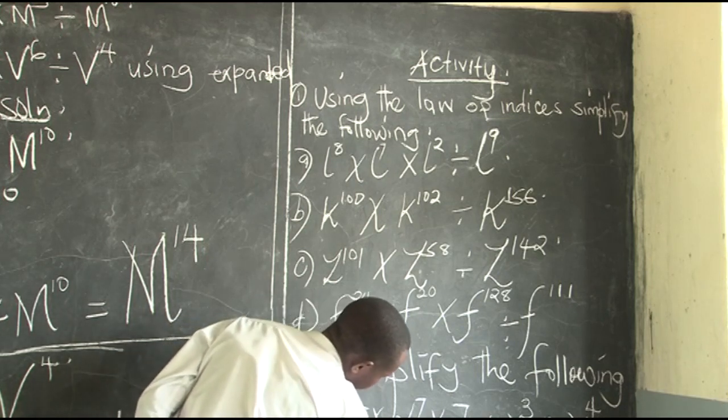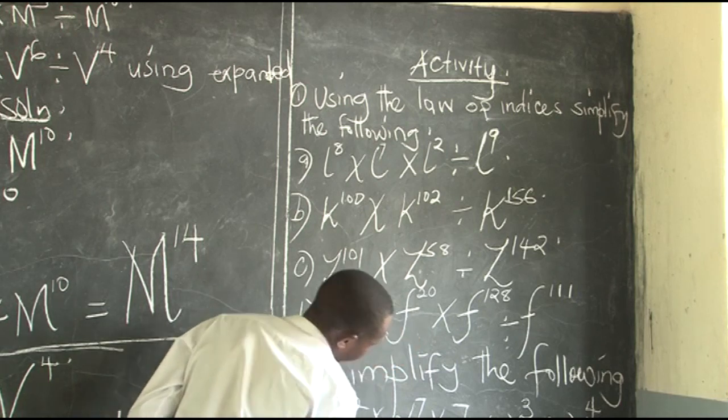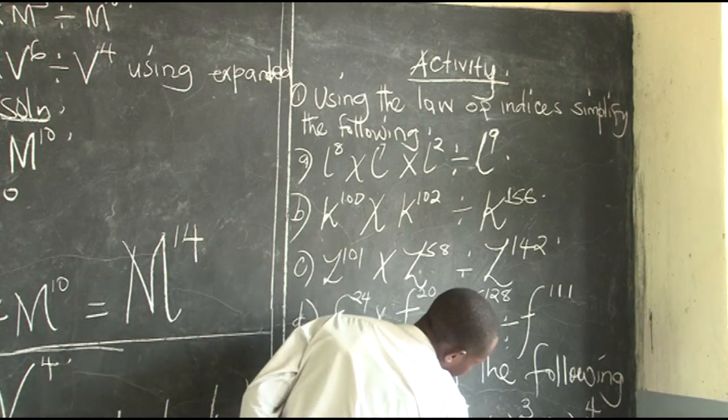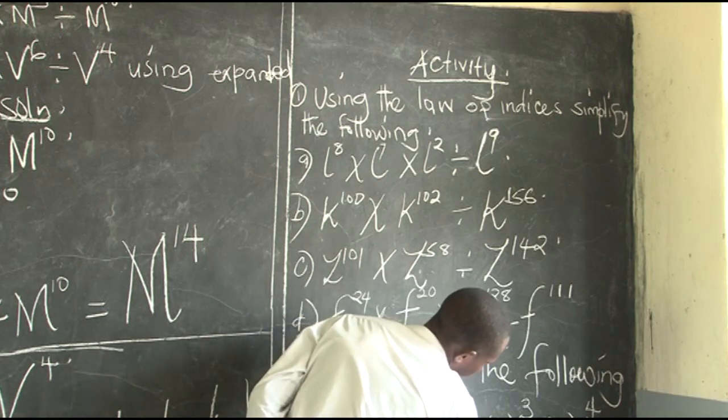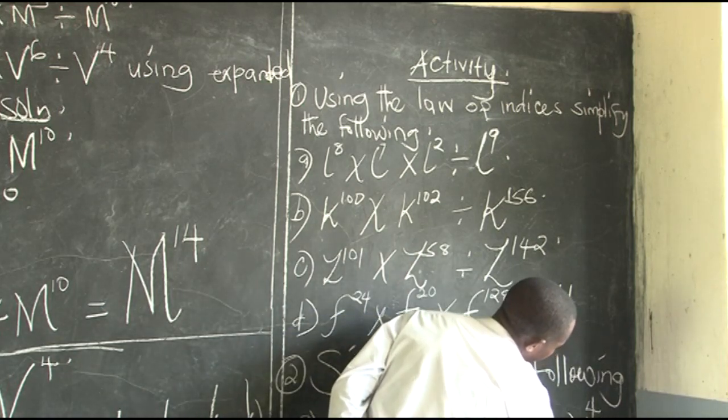C power 17 times C power 10 times C power 15 divided by C power 20.